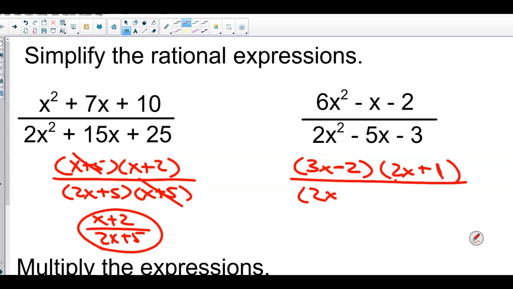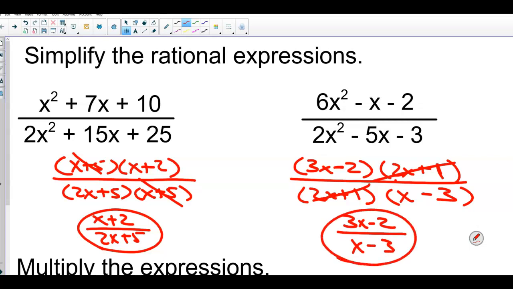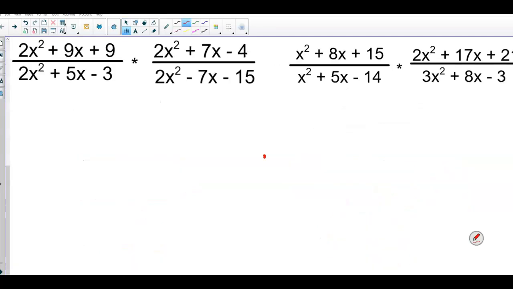So on the other end, we have 2x and x, and my factors are 3 and 1. And there are hints in there that something's probably going to cancel out. I'm going to do a plus 1 and a minus 3. 2x plus 1 times x minus 3 is going to give me 2x squared minus 5x minus 3. And then my 2x plus 1's cancel out, and I'm left with 3x minus 2 over x minus 3. And that's how you simplify a rational expression.